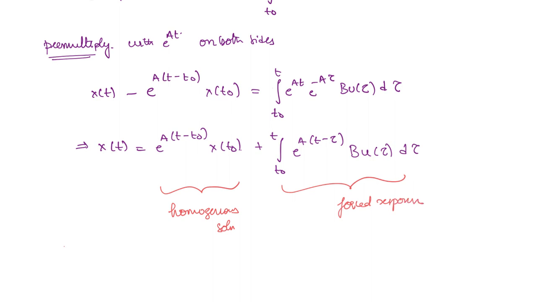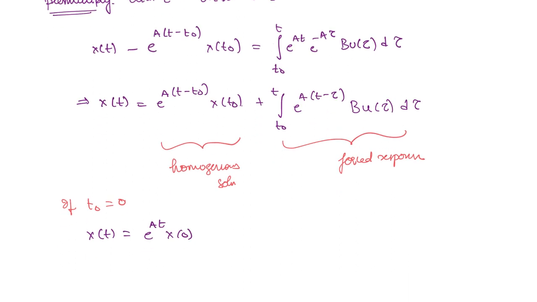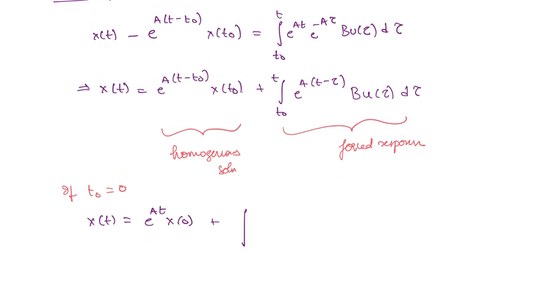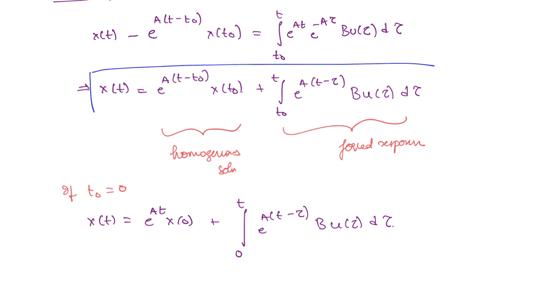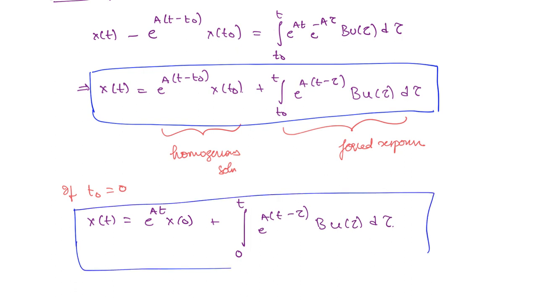Now instead of t naught, if you take initial time as 0 only, if t naught is equal to 0, then what are you going to get? x of t is simply equal to e to the power at x of 0 plus integral, and what will be the limits now? 0 to t e to the power a into t minus tau b u of tau d tau. Okay. So this is when the initial time is taken as 0 rather than t naught. So you can write both these equations. This is for t naught and this is when the initial time is taken as 0.